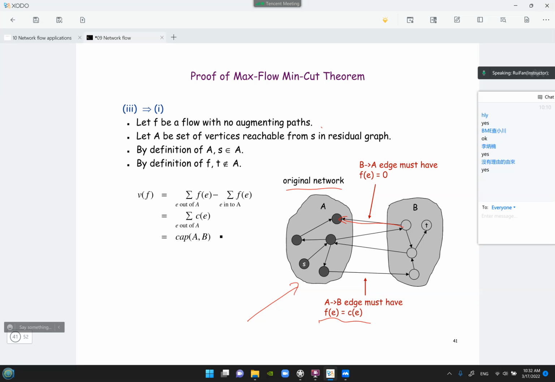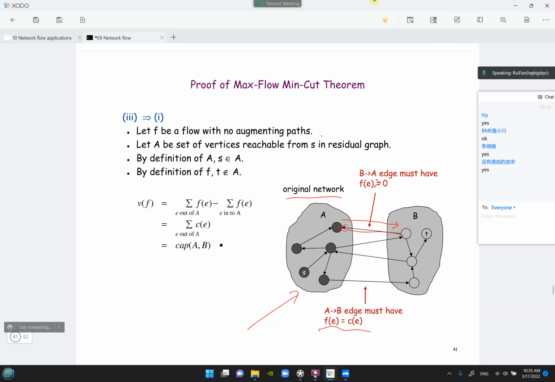The next property is that now we're going to look at these edges from B going back to A, and the claim is that all of these edges have to have zero flow on them. The reason is that suppose this edge actually had positive flow on it. If you have an edge with positive flow, then in the residual graph, you're going to convert that edge into two edges, one in each direction. So let's say that this edge currently has a flow of 1 on it, out of a capacity of 10, let's say.